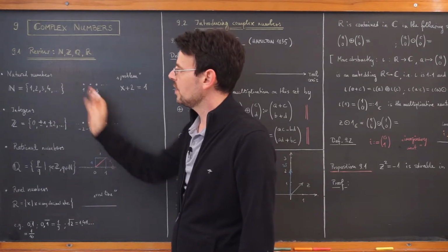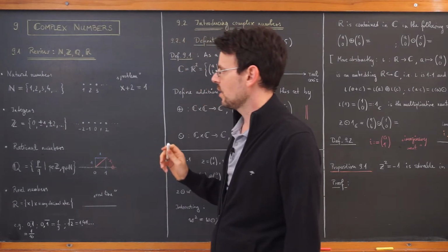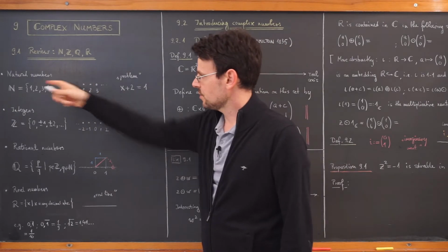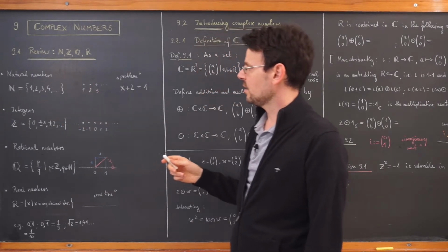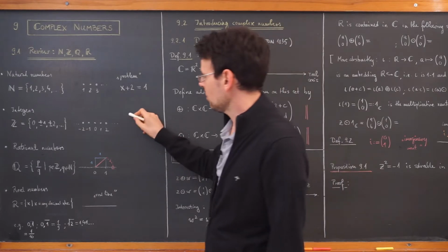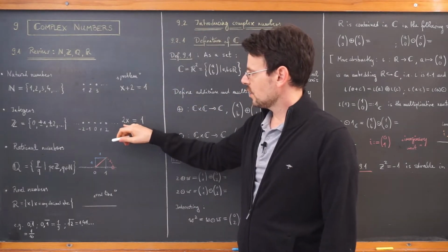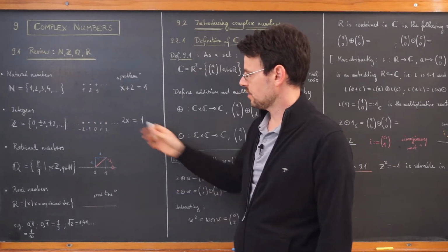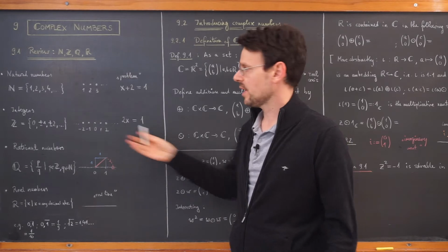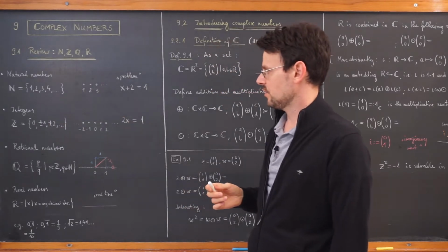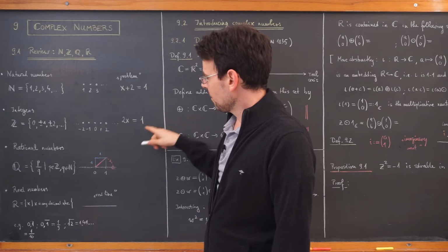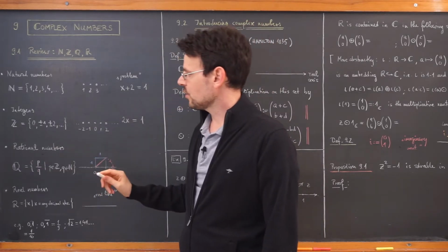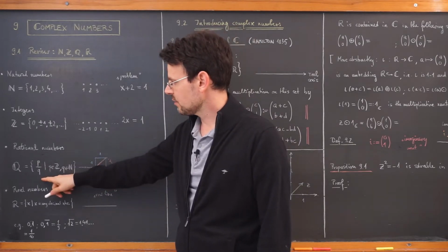We take all the negative numbers and the 0 and obtain the integers. So we go also infinitely long in the negative direction. But here we have another problem. A simple equation like 2x equals 1 has no solution in the integers because the solution would be 1/2, which is a fraction which does not belong to the integers. So to obtain solutions of equations like these, we construct the rational numbers, which is the set of all fractions.